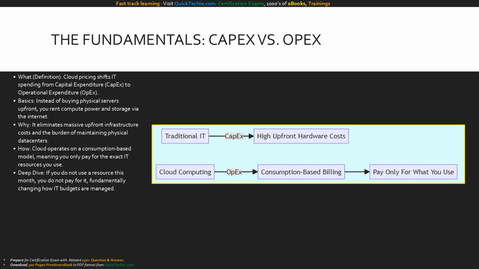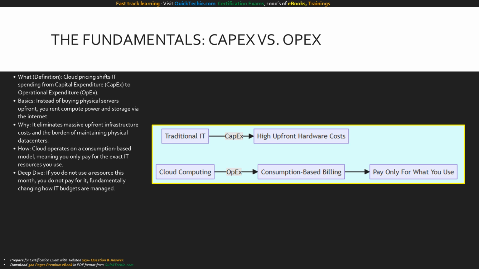Let's begin with the foundational shift in how we pay for IT. In a traditional on-premises data center, you deal with CapEx or capital expenditure. You buy servers, network racks, and cooling systems up front. It's a huge sunk cost. Cloud computing completely flips this paradigm to OpEx, or operational expenditure. Think of it like a utility bill.